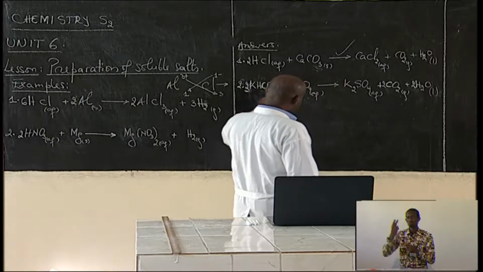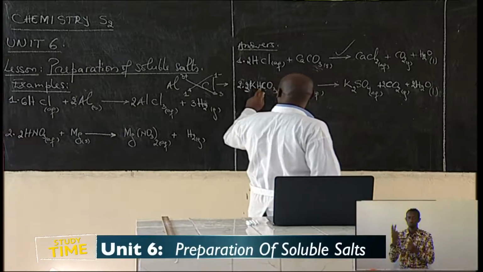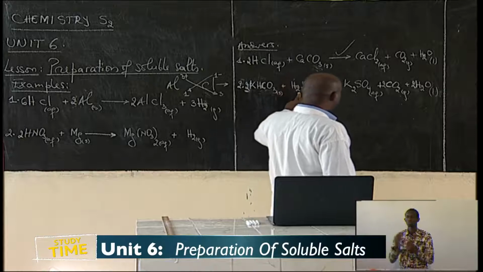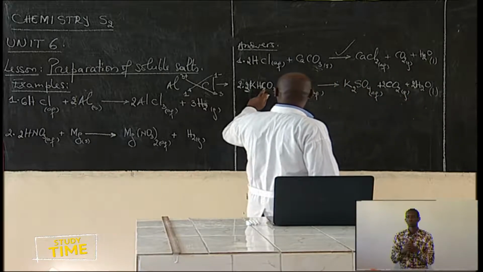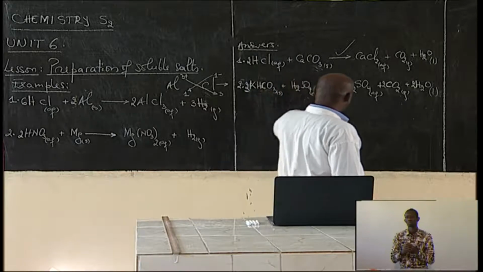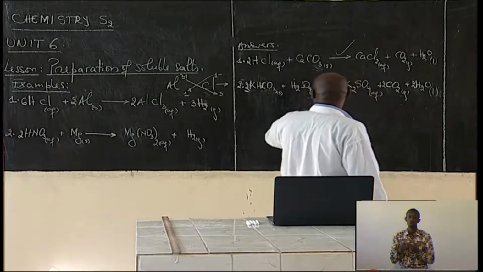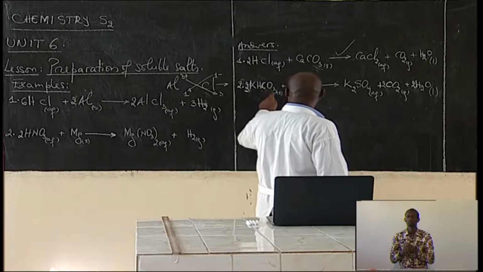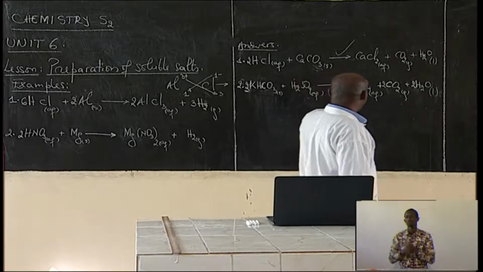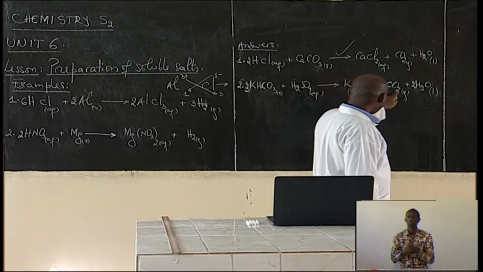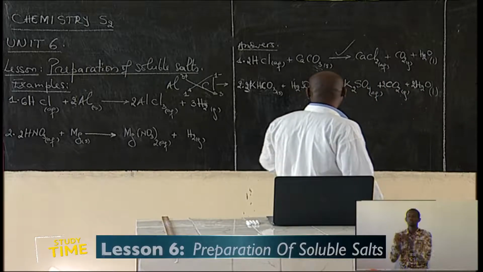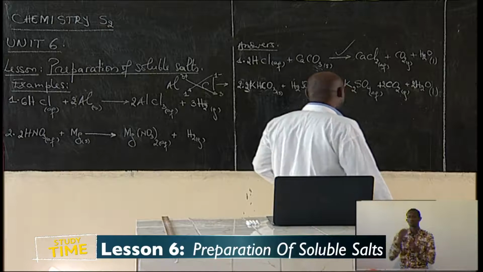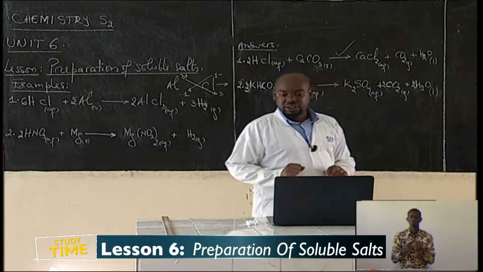We have 2 potassium, 2 potassium. 2 hydrogen atoms plus 2 hydrogen atoms. Here we have 4. And for the carbon, we have 2 carbon atoms, and in the product side, we also have 2. Oxygen atoms, we have 6 and 10. Here we have 4, 8, and 10. And for sulfur, it's balanced, 1 sulfate ion and 1 sulfate ion. So our equation is balanced.